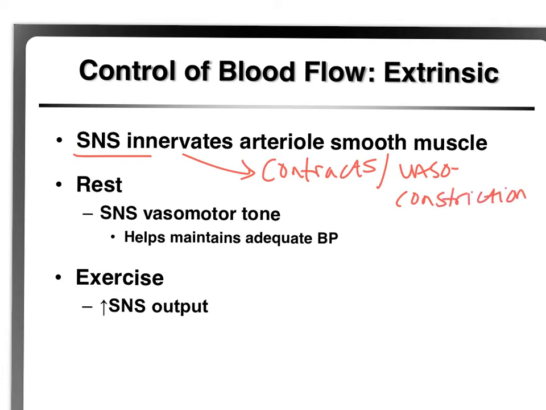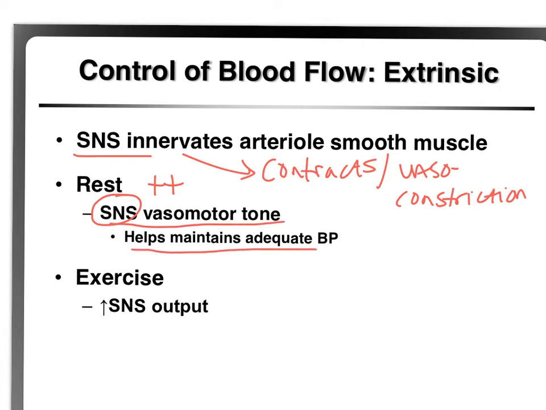Okay, and even at rest, we have some SNS output. Very small, but we have some SNS output. So your smooth muscles in your arterioles are always contracted to a certain degree, although it's very low. Okay, there's a certain amount. The muscles in the walls of the arterioles are never completely relaxed. There's always a little bit of what we call SNS vasomotor tone. This helps maintain blood pressure.